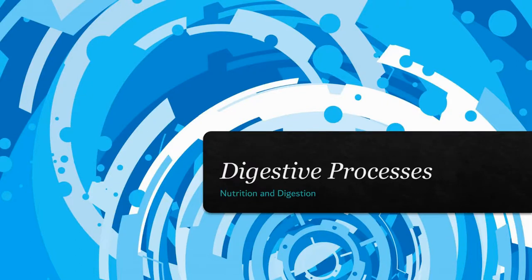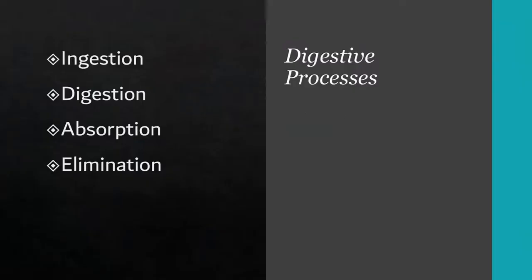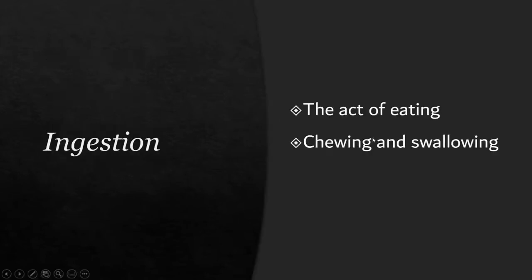Eating the correct balance of nutrients is important, but how do those nutrients get into your body? There are 4 digestive processes: ingestion, digestion, absorption, and elimination. Ingestion is the act of eating. This includes chewing and swallowing.